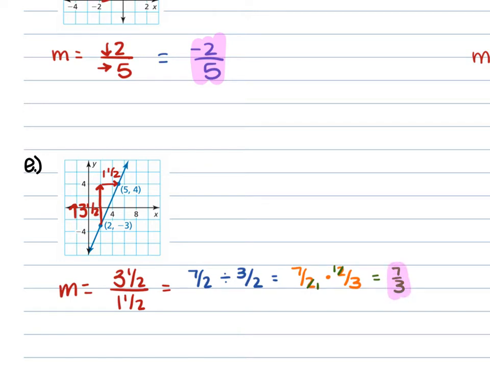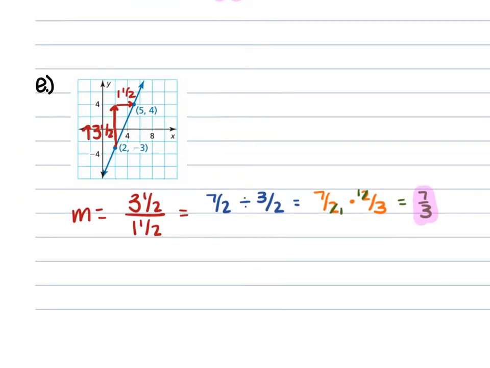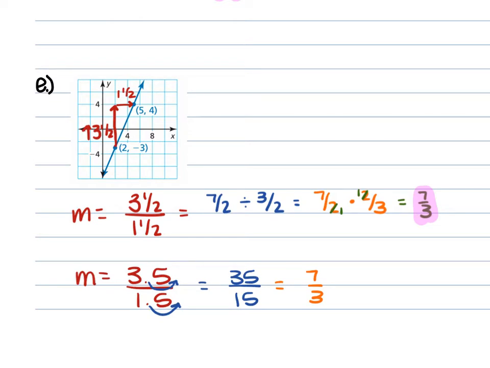If I chose to use decimals, which isn't a problem, typically with linear functions we don't use decimals, we use fractions, I would just have 3.5 over 1.5. I can't have decimals in fractions, so I turn it into 35 over 15. You have a common factor of 5 with both of those, so we divide them by 5, and that gives me 7 over 3. So again, you're getting the same answer, just a different way of doing it. It's not wrong if you use the decimals, but like I said, typically with linear functions, we use fractions because slope is represented as a fraction.